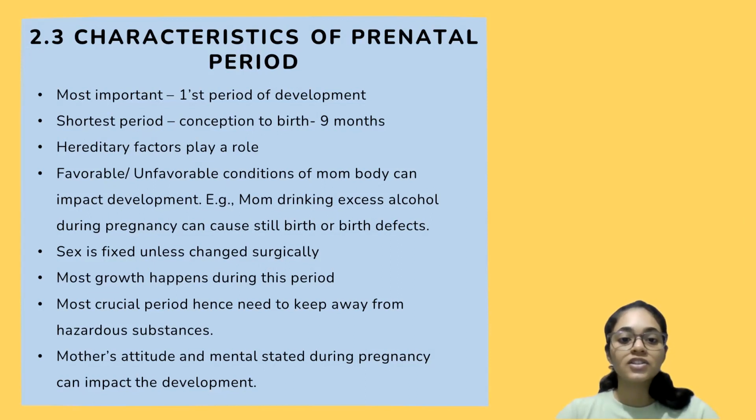Favorable and unfavorable conditions of the mom's body can impact development. We'll have more discussion over this in the upcoming slides. But on a briefer note, if the mom is drinking a lot of alcohol, or doing extreme dieting and fasting just in order to not gain weight during pregnancy, those can have an impact on the child's growth and development. The child may be stunted, it may lead to a miscarriage, stillbirth, or some birth defects in the child as well.